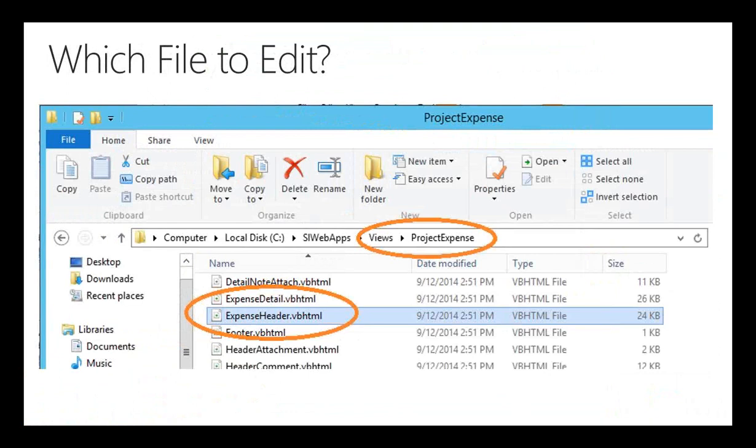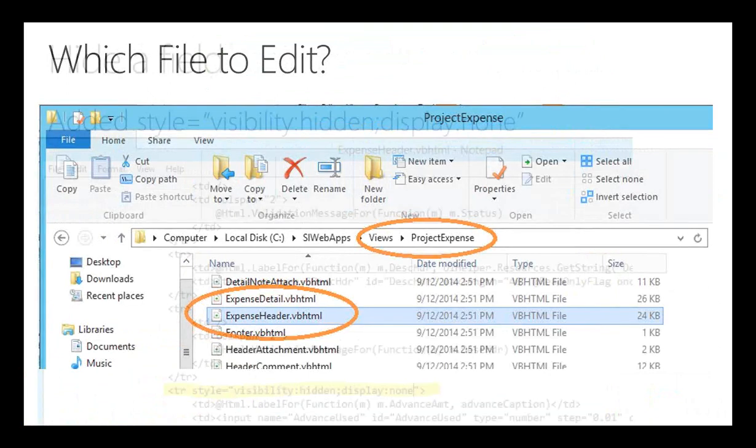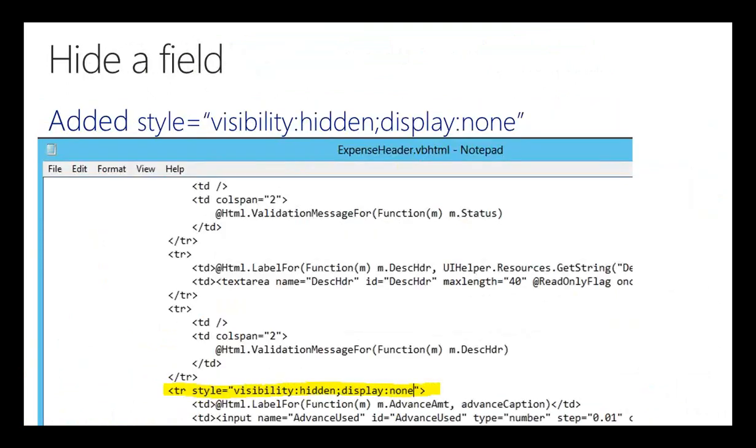So there's a real good chance that's the file I want to edit, and that's where I'm going to want to start. And it can be as simple as opening that file in Notepad and making my change, which is exactly what you can do. So I can open that expenseheader.vbhtml file in Notepad, and I can start looking for advanced used.